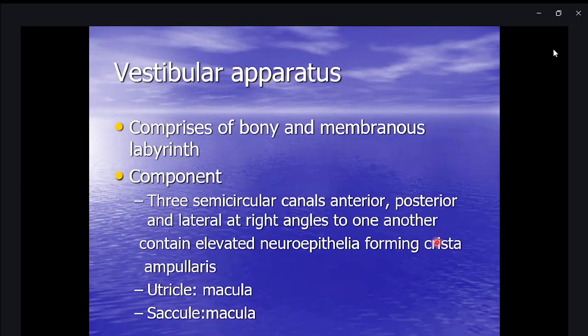So the movement of your head will therefore monitor the movement of the body and then give feedback to that. Within these semicircular canals, we have the neuroepithelia forming what we call the crista ampullaris. Then we have the utricle and saccule. The utricle and saccule also contain neuroepithelia, specialized areas of neuroepithelia that form what we call the macula.